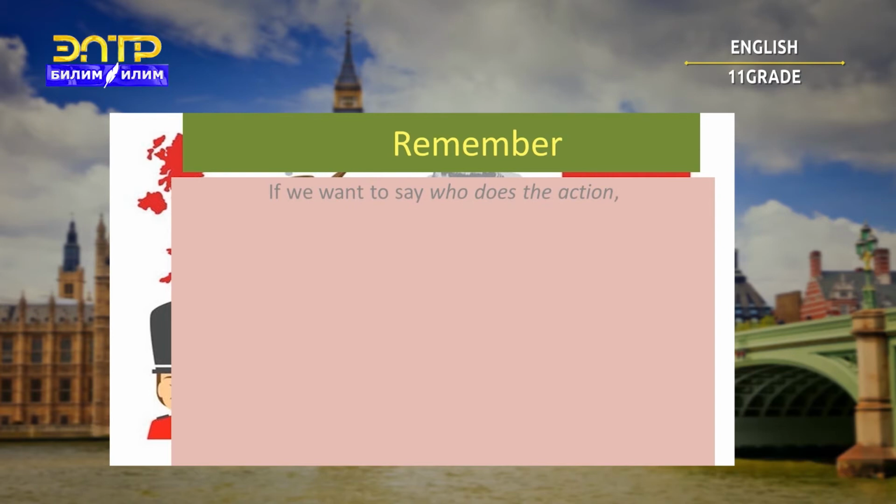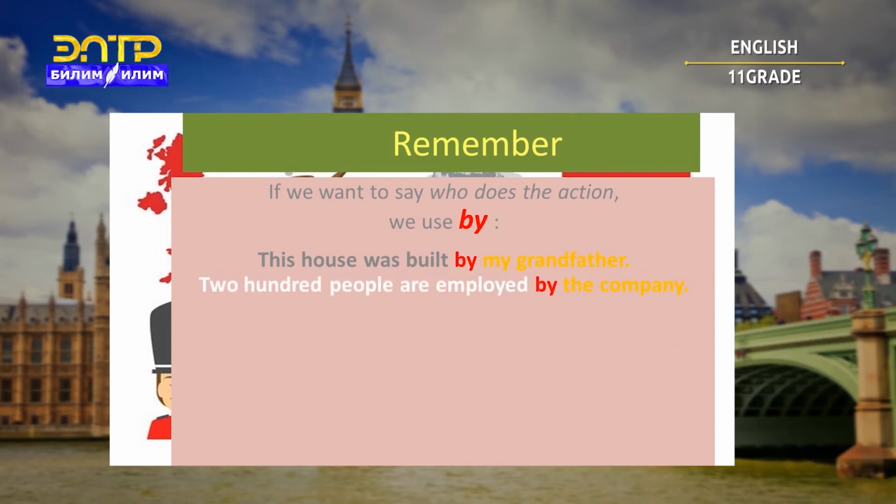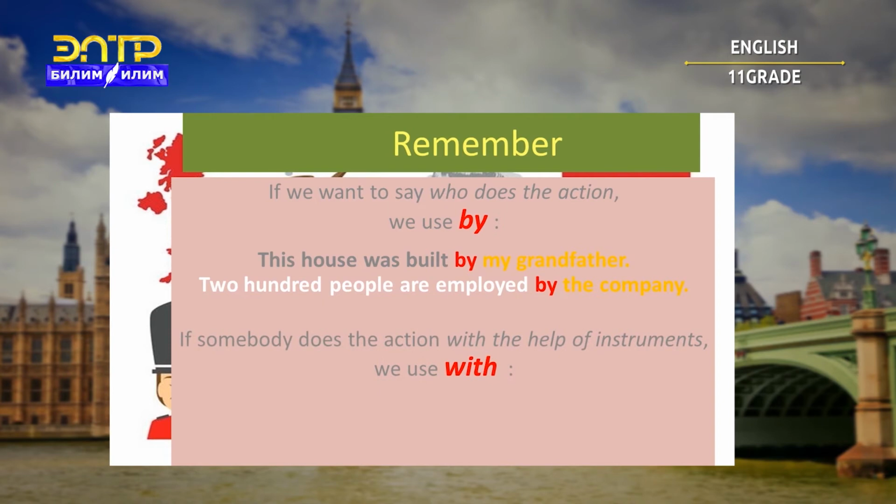Remember, if we want to say who does the action, we use by. Example, this house was built by my grandfather. 200 people are employed by the company. If somebody does the action with the help of instruments, we use with. For example, meat should be cut with a knife. Food in Japan is eaten with chopsticks.